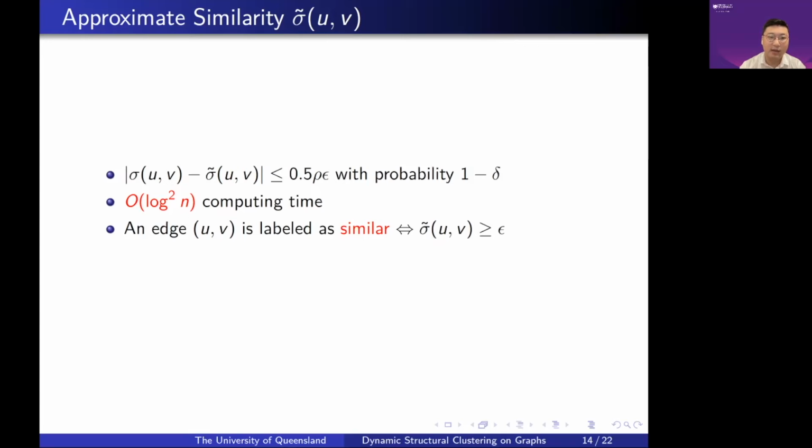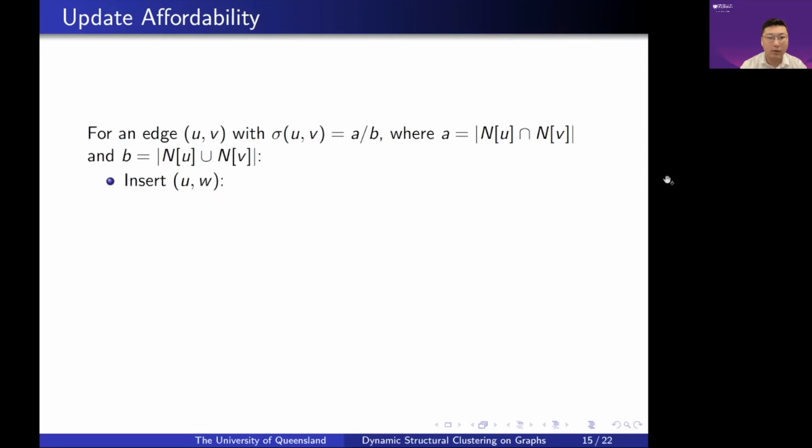The reason is that we still have to maintain the approximate similarity between each pair of vertices to maintain a valid edge labeling in the dynamic scenario, which won't help us to break the O(n) barrier. We still need to take more advantage of the don't care case in the rho-approximate notion. We define update affordability here.